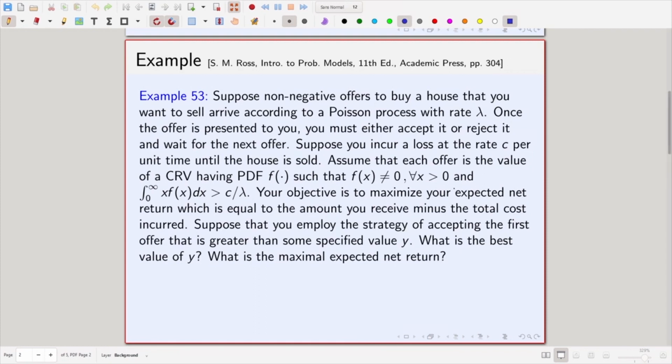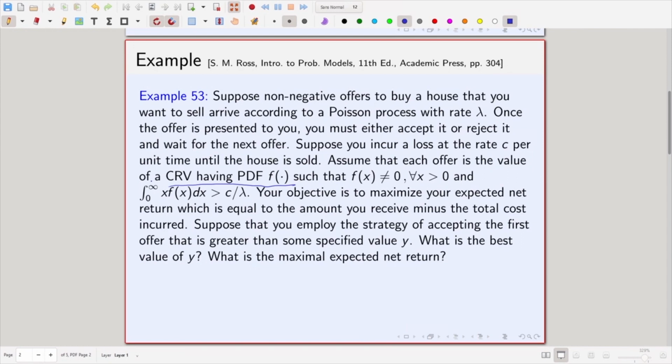Now, assume that each offer is the value of a continuous random variable having probability density function small f, such that f(x) is not equal to 0 for all x strictly greater than 0. Obviously, since this is about offers, f(x) will be 0 for x less than or equal to 0 because an offer cannot be negative. You also have the assumption that the integral from 0 to infinity of x f(x) dx is strictly less than C by lambda. This is just a technical assumption you need in order to solve this problem.